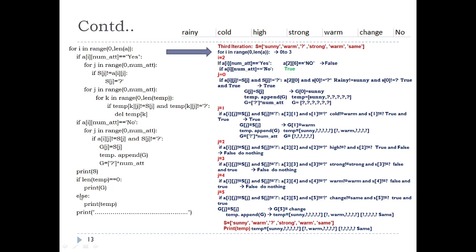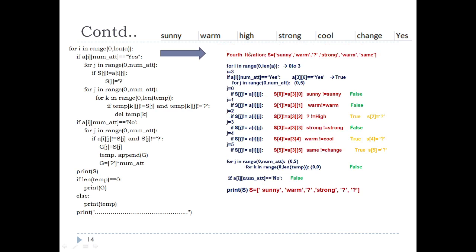So it will come to the else part and it will print the temp value. If the temp value is empty, meaning temp does not have any element, it will print the initial general hypothesis. But here the temp has some elements, right? Here it has 3 elements. So it will come to the else part and print the temporary list. So this is the third iteration. Now we will go to the fourth iteration.